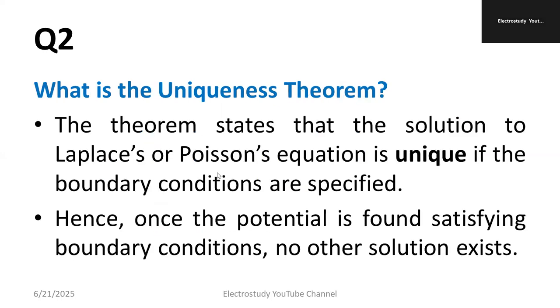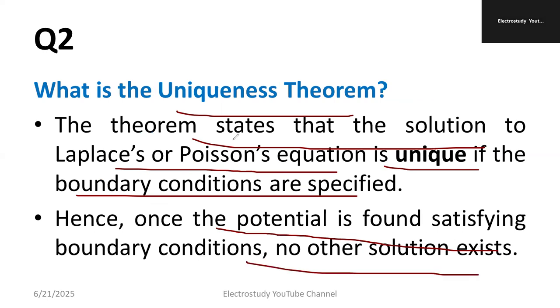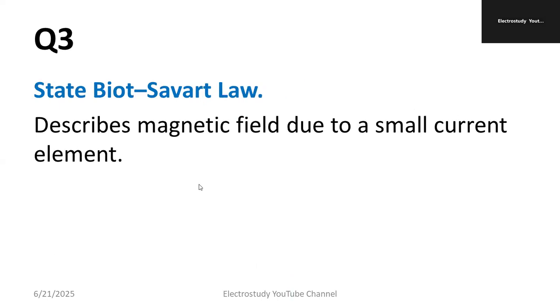Another one is the uniqueness theorem. You need to talk about what the uniqueness theorem is. You have to explain the importance of the uniqueness theorem, and also why it is needed in this context. The theorem states that the solution to the Laplace or Poisson's equation, which you already discussed, is unique if the boundary conditions are specified. That is called the uniqueness theorem. Moreover, once the potential is found satisfying boundary conditions, no other solution will exist. So that is another criterion of the uniqueness theorem. This condition also you have to explain. If possible, explain the mathematical equations. That is also one of the plus points.